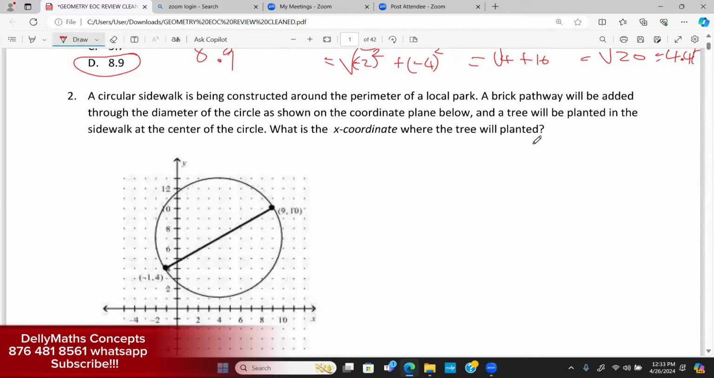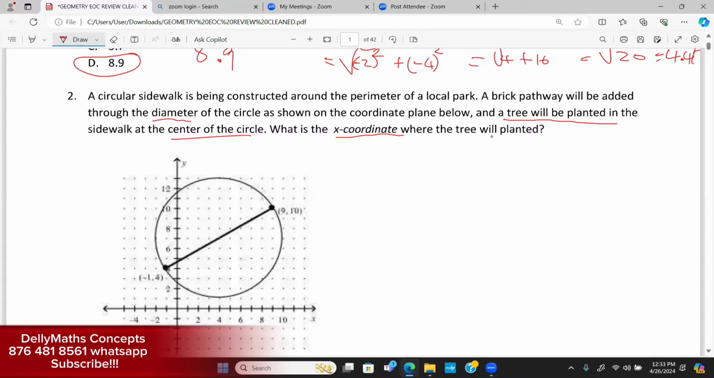Now, question 2. A circular sidewalk is being constructed around the perimeter of a local park. A brick path will be added through the diameter of the circle as shown in the coordinate plane here. Let's get to the chase. It says, what is the x coordinate where the tree is planted? Remember that the tree is planted at the center. So we're looking at the center.